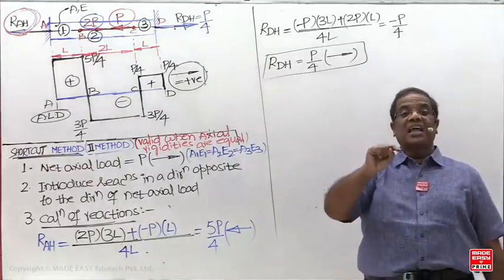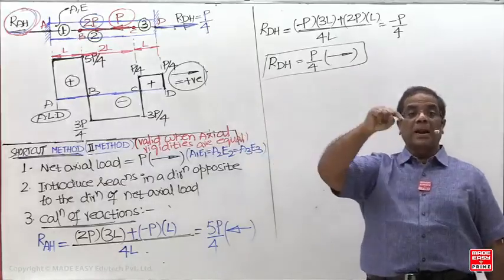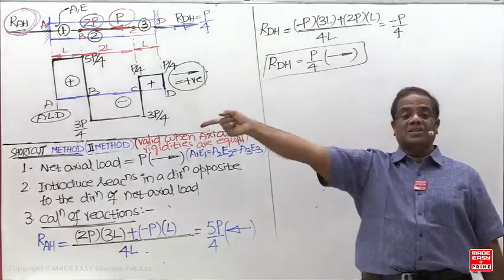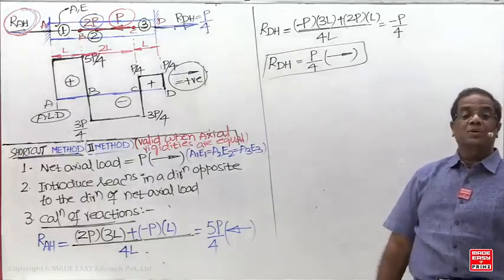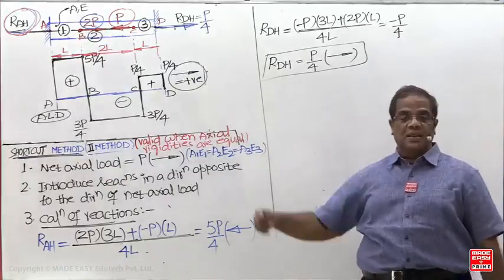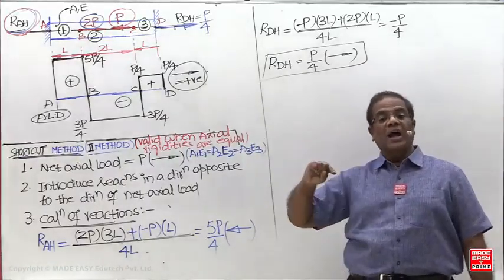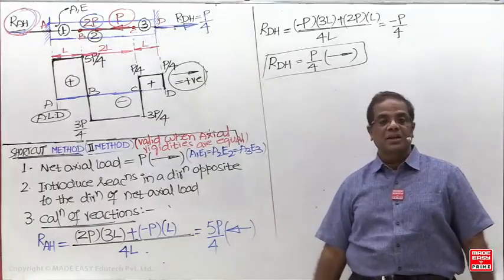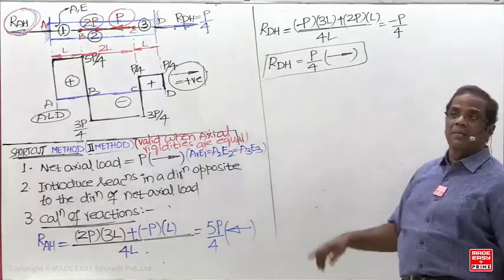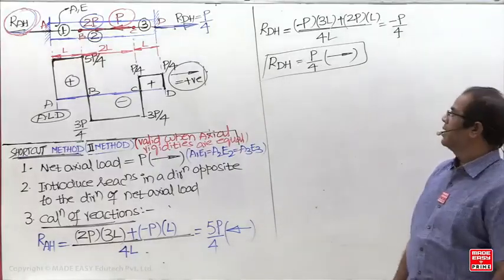Applied axial load and reaction: if in the opposite direction, that load should be taken as positive, and that should be multiplied by the distance to the other support. Applied load and reaction in the same direction, negative. The denominator should be the distance between the supports.